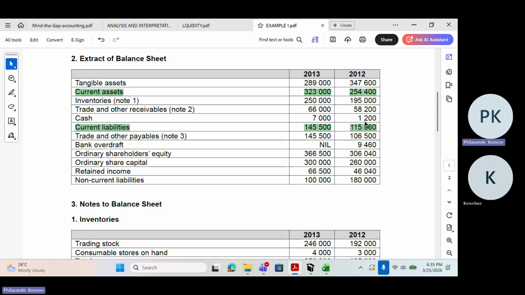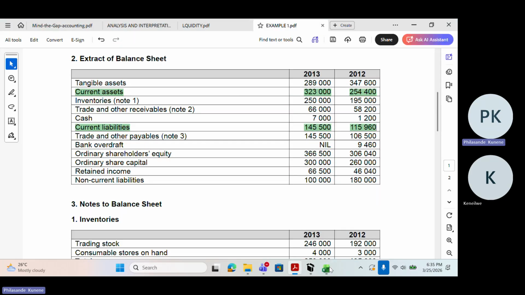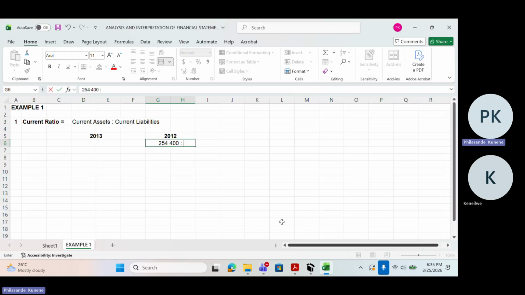So now, let's do the ratio for the previous year. 254,400 is to, how much is my current liabilities? 115,960.